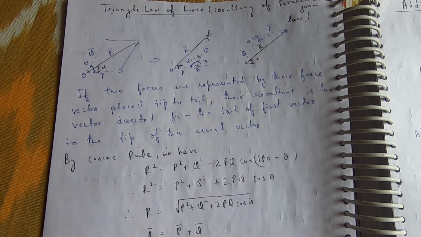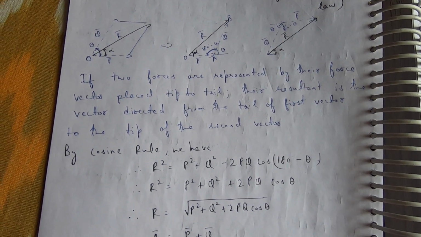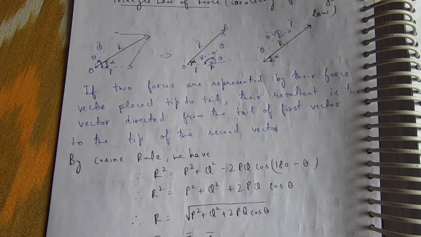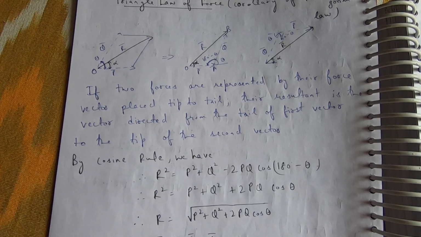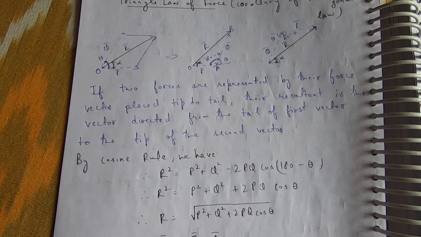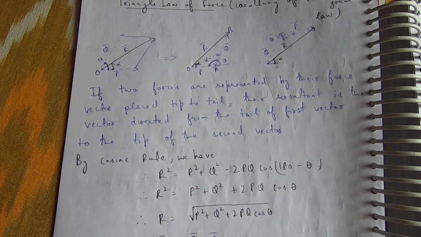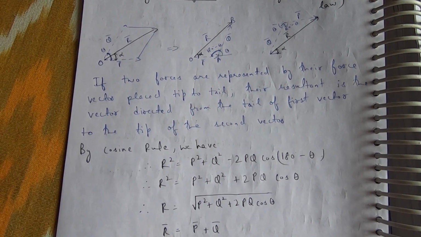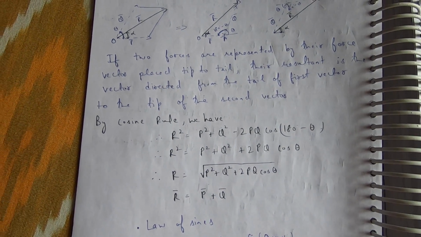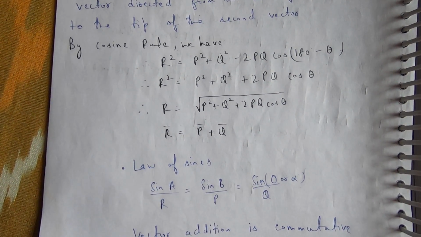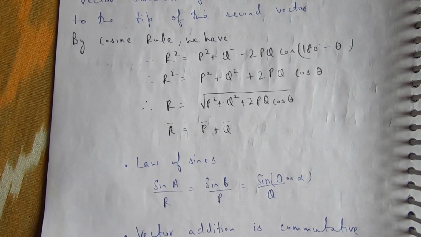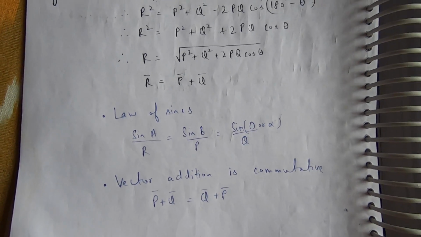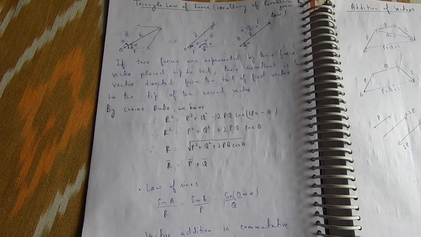By the cosine rule we have R squared is equal to P squared plus Q squared minus 2PQ cos (180 degrees minus theta). R squared is equal to P squared plus Q squared plus 2PQ cos theta. R is equal to the square root of P squared plus Q squared plus 2PQ cos theta. R vector is equal to P plus Q. Law of sines: sin A by R is equal to sin B by P is equal to sin alpha by Q. Vector addition is commutative: P plus Q is equal to Q plus P.